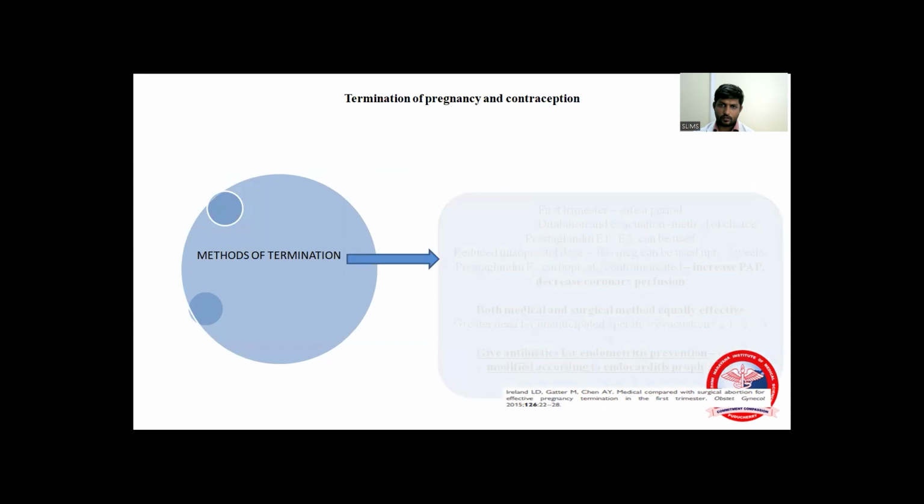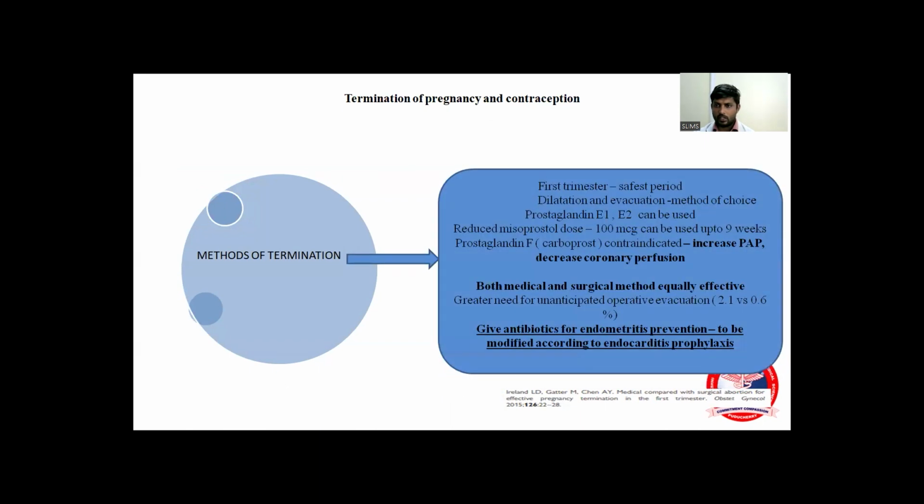So, what are the methods of termination? The best way is to terminate in the first trimester of this pregnancy, and the method of choice is dilatation and evacuation, and we can use both. We can use E1 and E2. We have to reduce the dose to 100 micrograms in less than 9 weeks, and Carboprost is contraindicated because it has an effect on the heart.